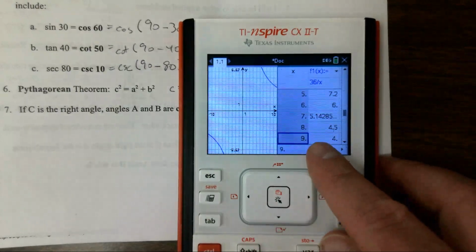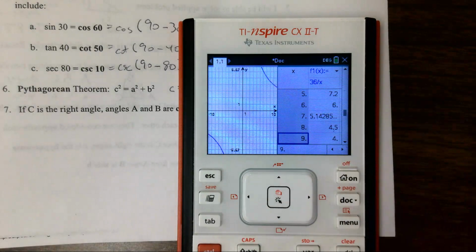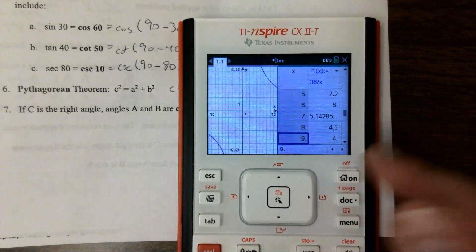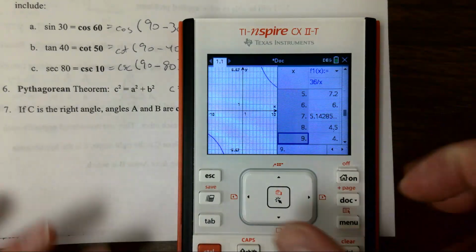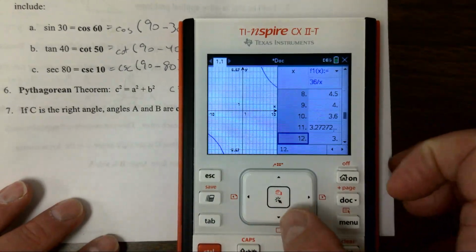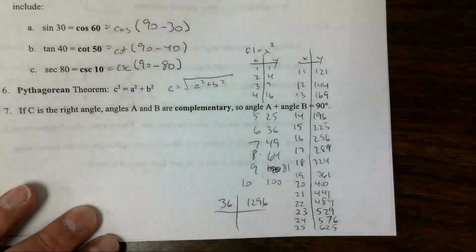So anyway, that's kind of useful when you're trying to reduce things, like reduce your square roots. Because technically, you can just reduce it easier if you know that stuff. 12 times 3 and so forth.